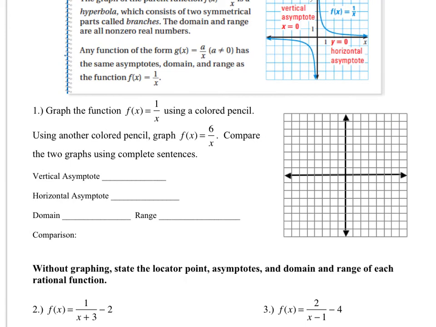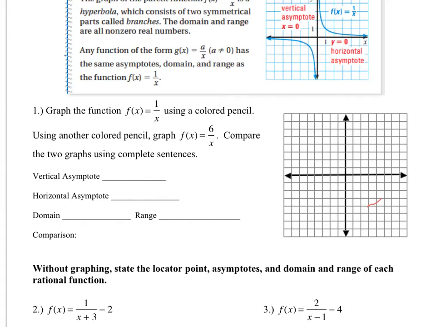It says graph the function f of x equals 1 divided by x using a colored pencil. Now again, for this one, you can just use a different color on your iPad. It doesn't have to be a colored pencil. If you're writing on paper, obviously you would. And then using another colored pencil, graph 6 divided by x. And then we're going to compare the two. So let's take a look here at the graph.